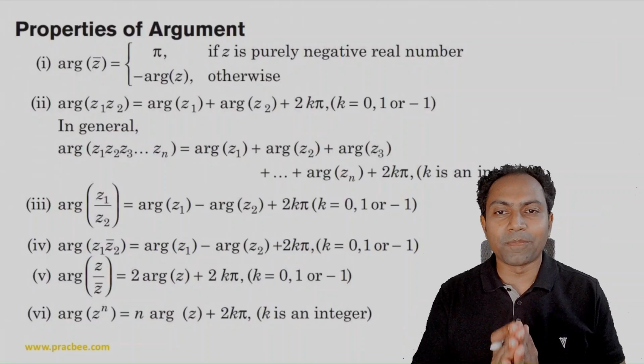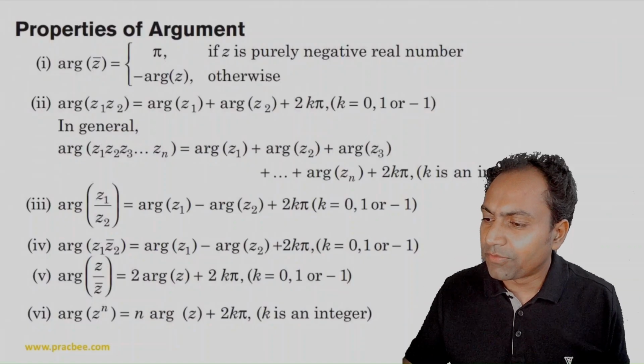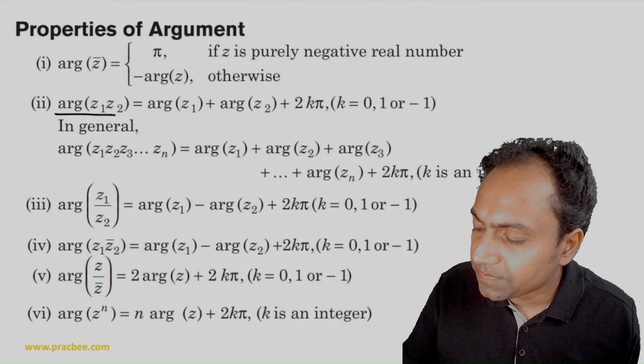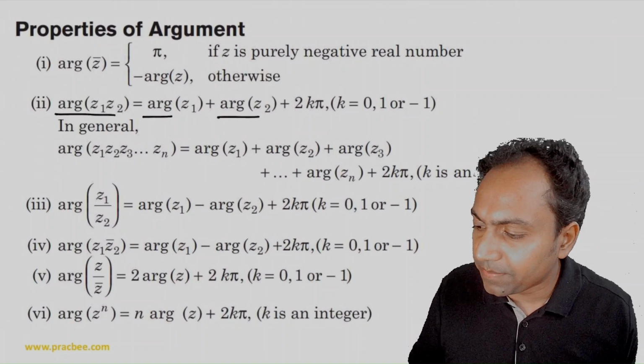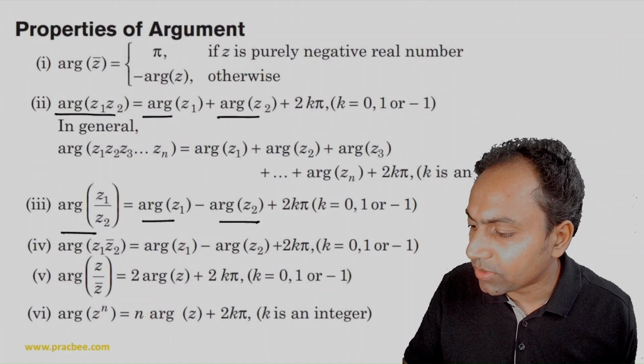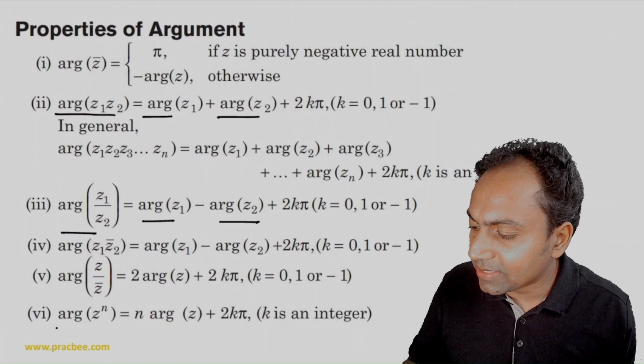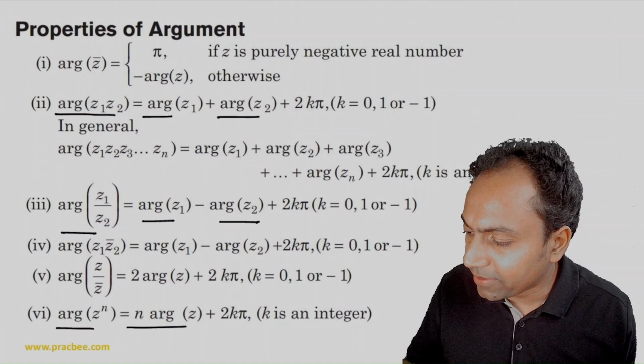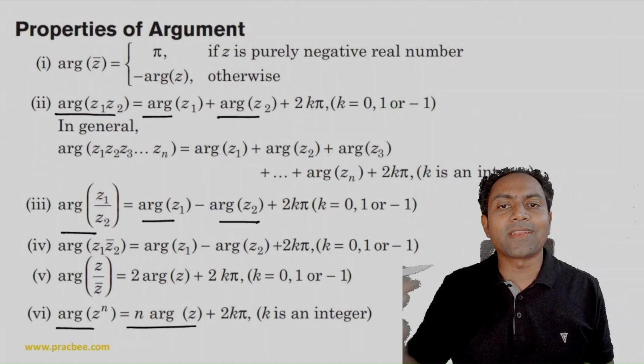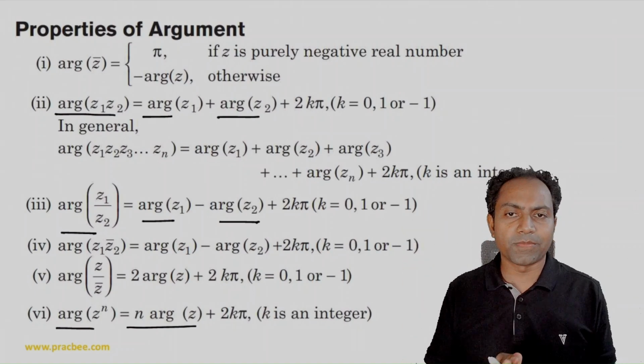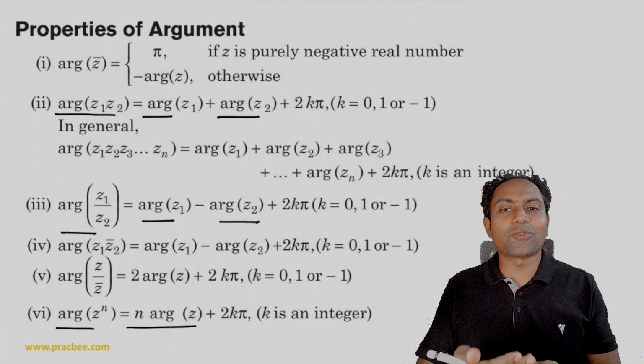The properties of complex numbers are not very difficult to remember. If you are multiplying two complex numbers, then their arguments will get added up. If you are dividing, it gets subtracted. And if you are raising to some power, then it gets multiplied. So you can see that these are exactly like the properties of log. So nothing very complex to remember. Just apply the properties of log and you will get the answer.